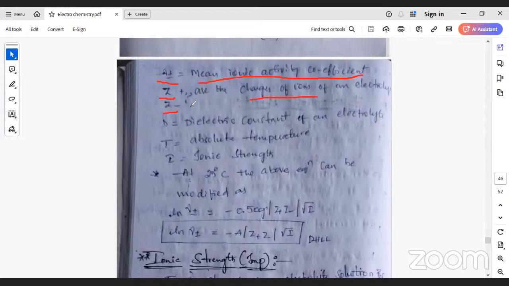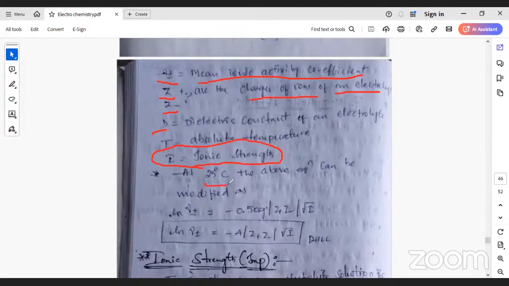So Z plus and Z minus are the charges of the ions of an electrolyte solution. Then D is the dielectric constant of the electrolyte solution. T is the temperature. Then I is the ionic strength. So this is the concept. The ionic strength concept is more important from the exam point of view, right? So that we'll discuss.